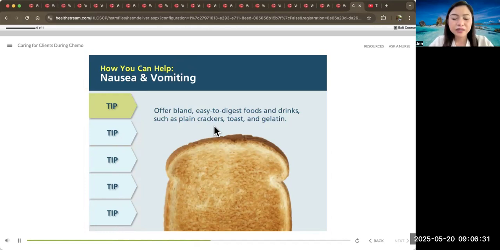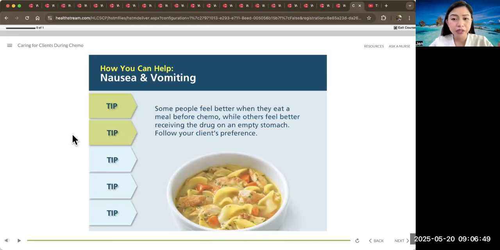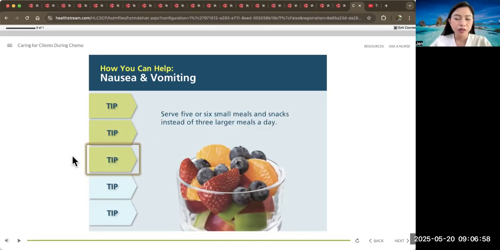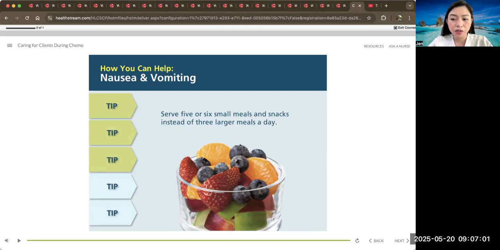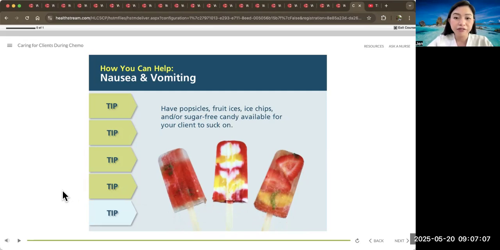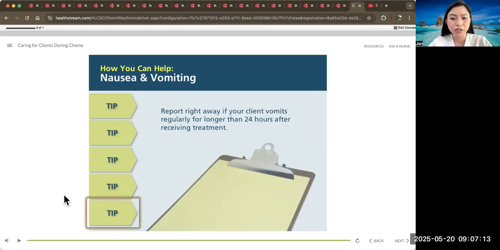Okay, so offer bland, easy to digest foods and drinks such as plain crackers, toast, and gelatin. Some people feel better when they eat a meal before chemo, while others feel better receiving the drug on an empty stomach. Follow your client's preference. Serve 5 or 6 small meals and snacks instead of 3 larger meals a day. Have popsicles, fruit ices, ice pops, and sugar-free candy available for your client to suck on.